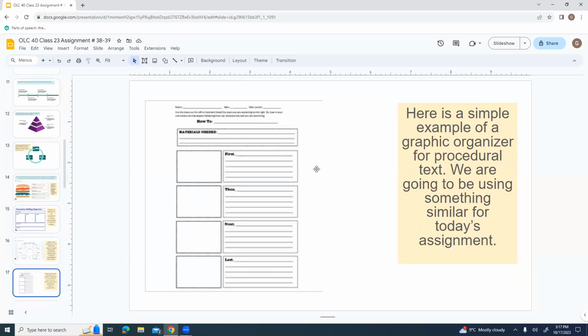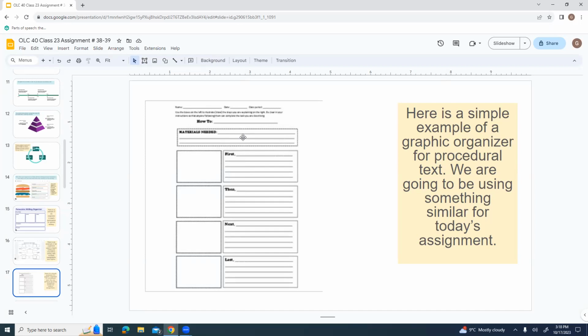All right, here's an example of a graphic organizer for procedural text. Sometimes there's a section up top for materials needed. We're not having that in ours because the assignment has been like turn on the computer, and obviously you need the computer. But this is important if you were doing like a recipe, you would list what ingredients you needed.